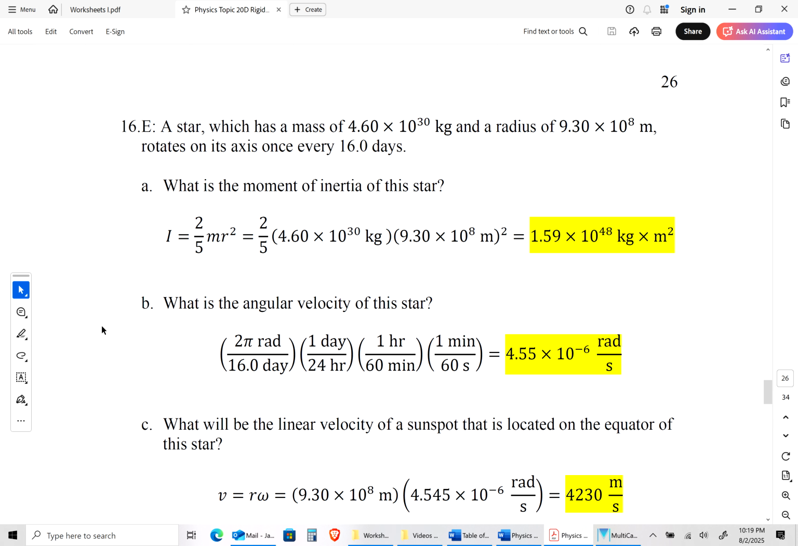Question 16. A star which has a mass of 4.6 times 10 to the 30 kilograms and a radius of 9.3 times 10 to the 8 meters rotates on its axis once every 16 days. Part A. What is the moment of inertia of the star? So for a sphere, I is equal to 2/5 mr squared.